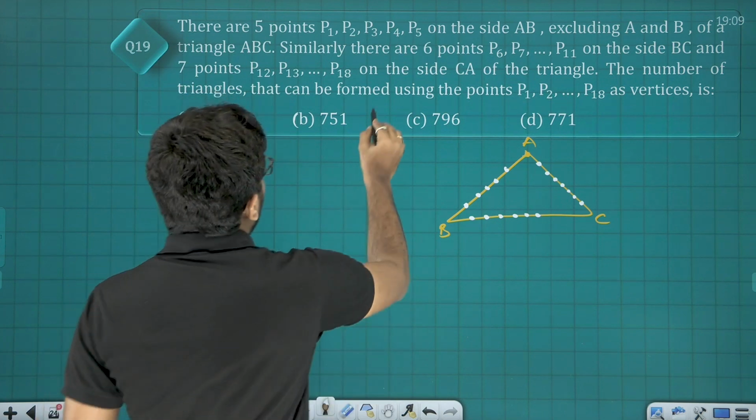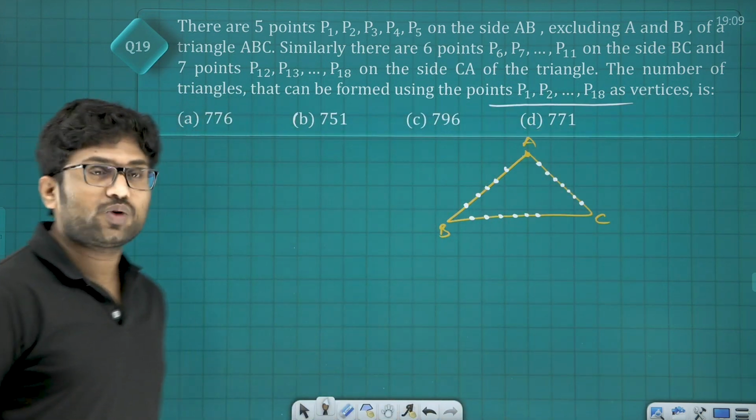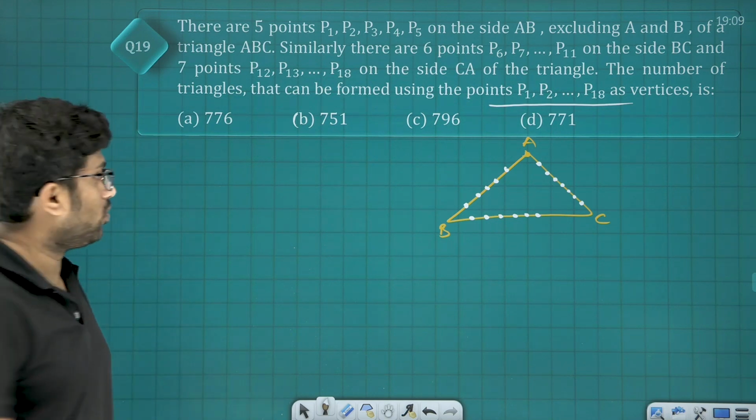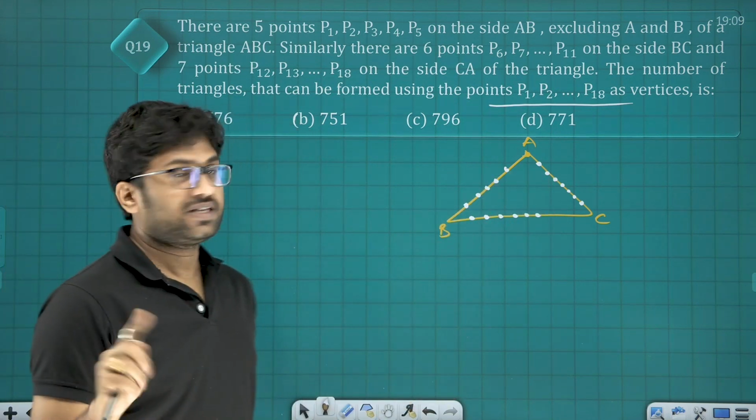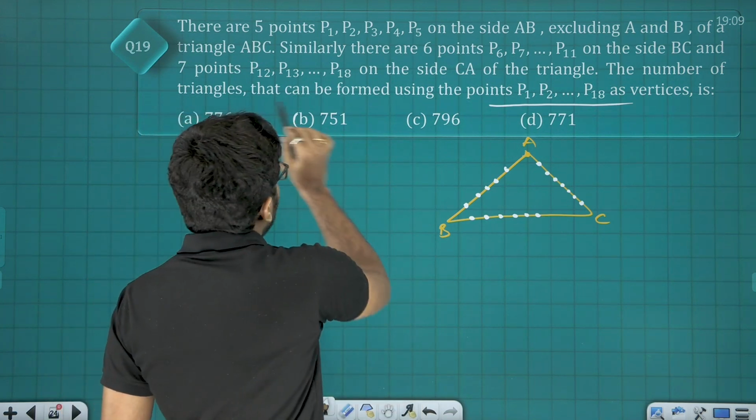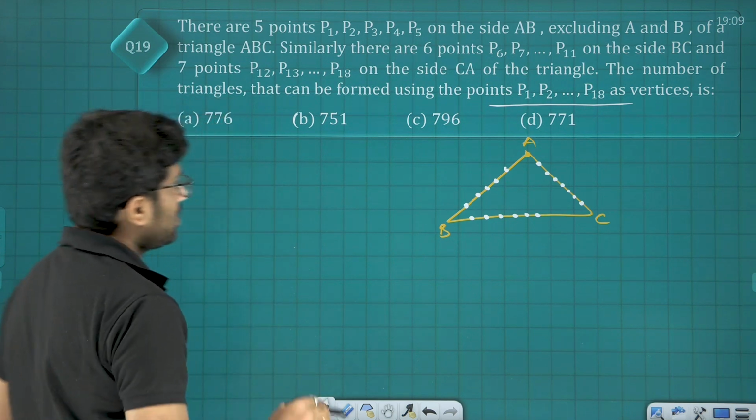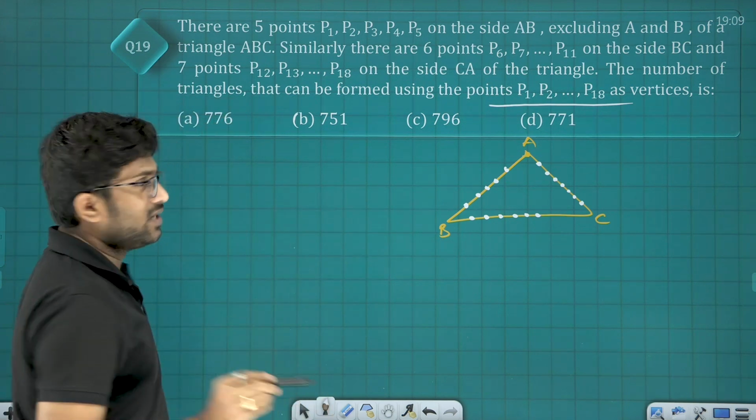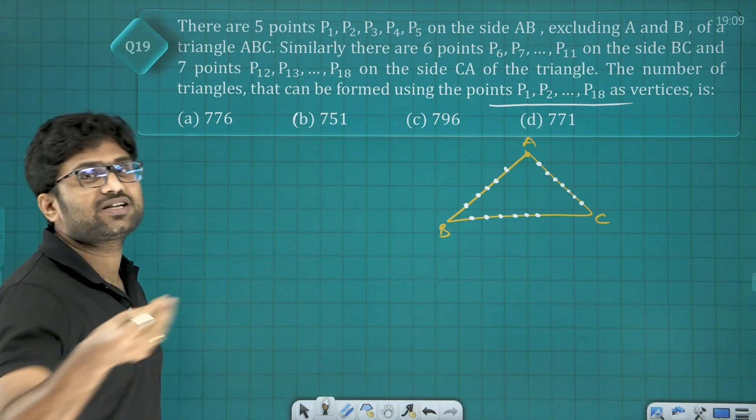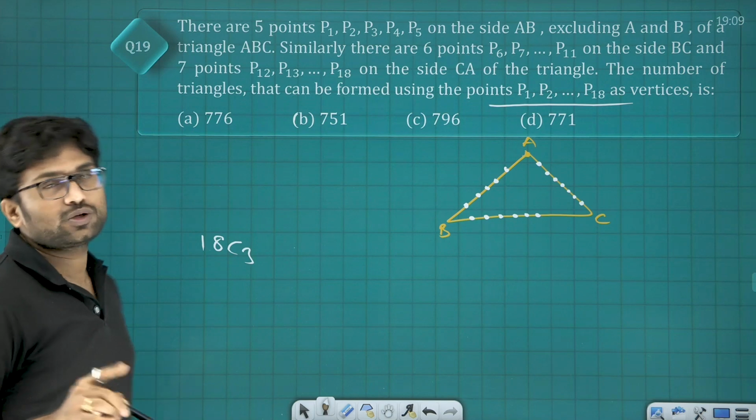Now, the number of triangles that can be formed using P1 to P18 as vertices. That means how many points do we have in total? 18 points. Only P1 to P18, excluding A, B, C. Here we are not including A, B, C, because they are asking how many triangles can be formed using P1 to P18 as vertices. So the total number of points is 18. The number of triangles that can be formed means in each case we select 3 points out of 18. So 18C3 is the total number of triangles.